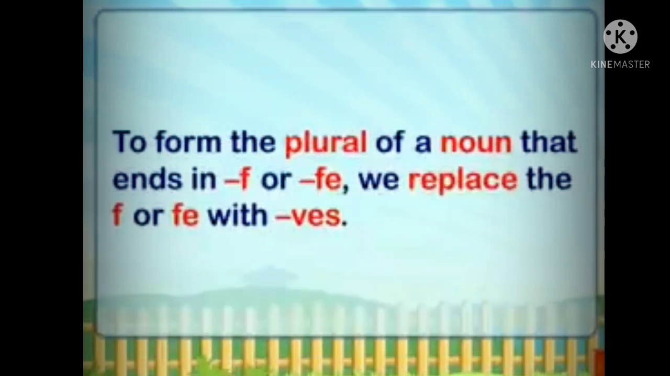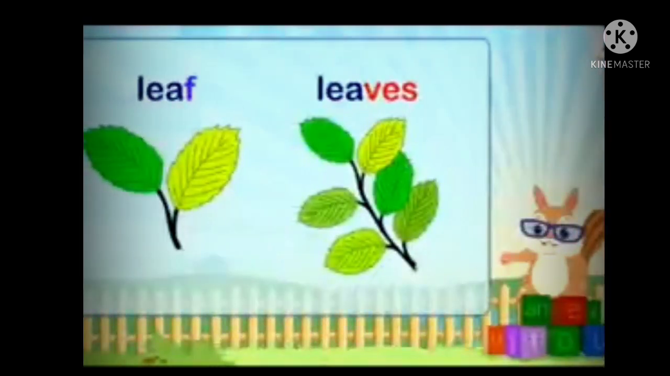What is the next rule? To form the plural of a noun that ends in f or fe, we replace the f or fe with ves. See the example. Leaf, L-E-A-F, leaf. At the last, what is coming here? F. When we convert into plural form, we will remove f and add ves instead of f, and it becomes leaves.